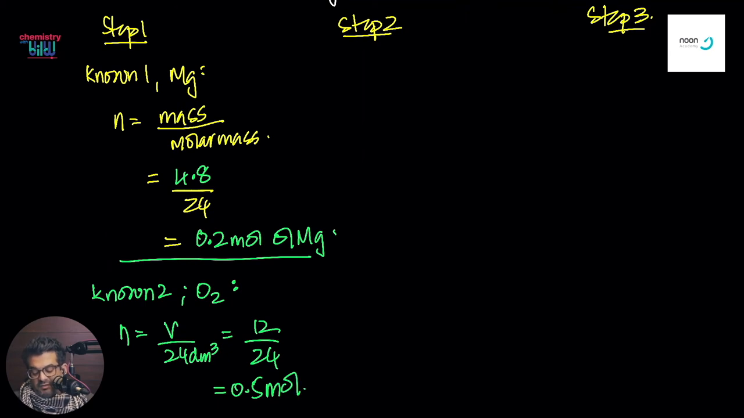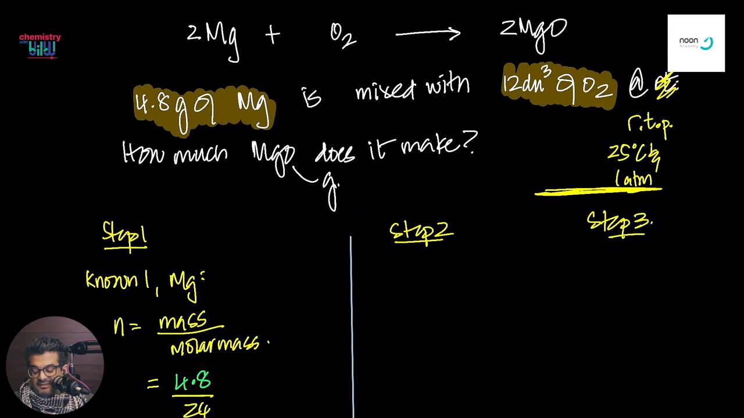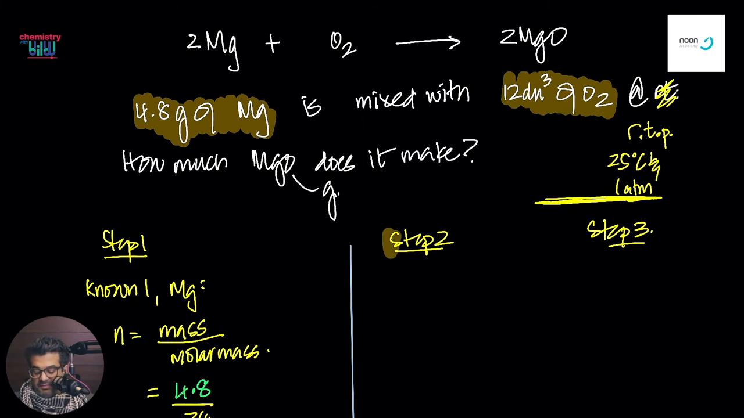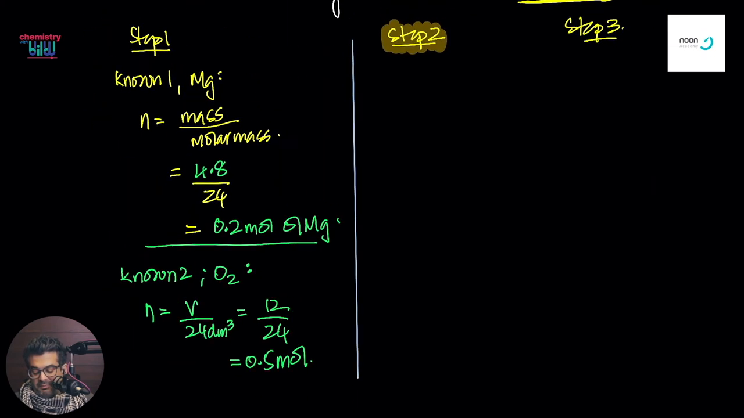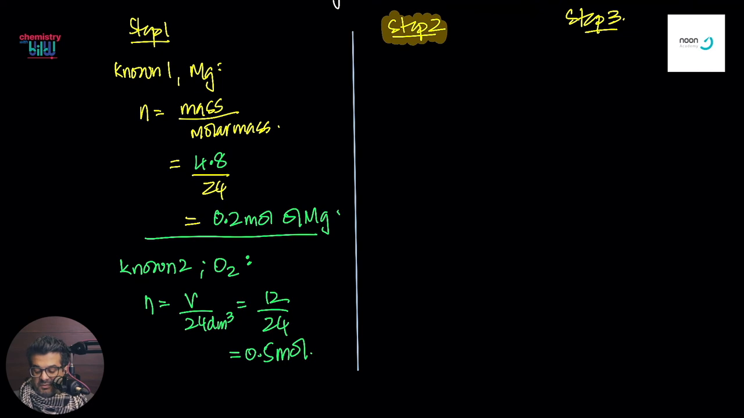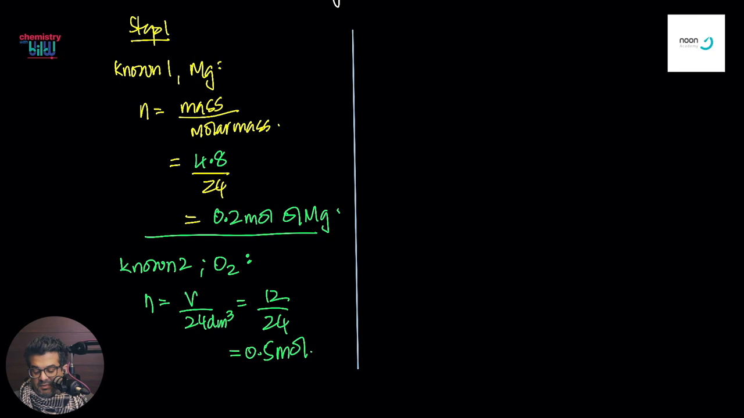So now I've gotten the moles of both of my knowns. But you need to understand that I need to know which of them is excess. You see? So before I go to step number two, I need to figure out which of them is in excess. Now this is where it becomes trippy. So step one is still happening. So I'm going to take steps two and three and move them to the bottom. Because I'm still doing step number one. This is still part of step number one.